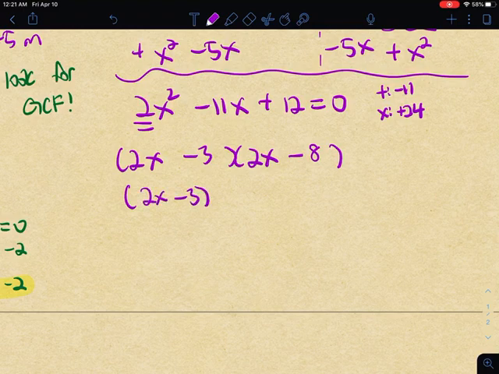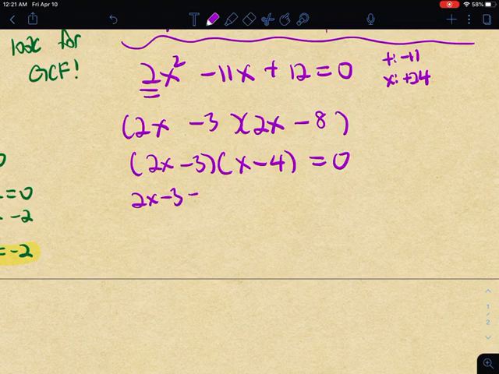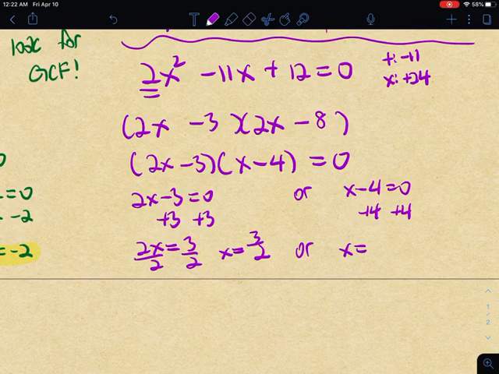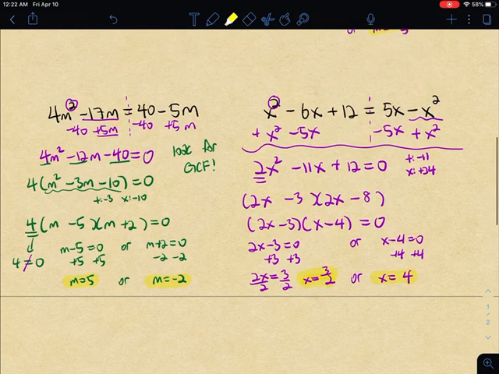Okay, but again, that's only our first step. 2x minus 3, can't really simplify that. 2x minus 8 divided by 2, I get x minus 4. And now I can use the zero product property. Plus 3, and then divided by 2, I get x equals 3 halves. Or x minus 4 equals 0, I get x equals 4. So 3 halves and 4.